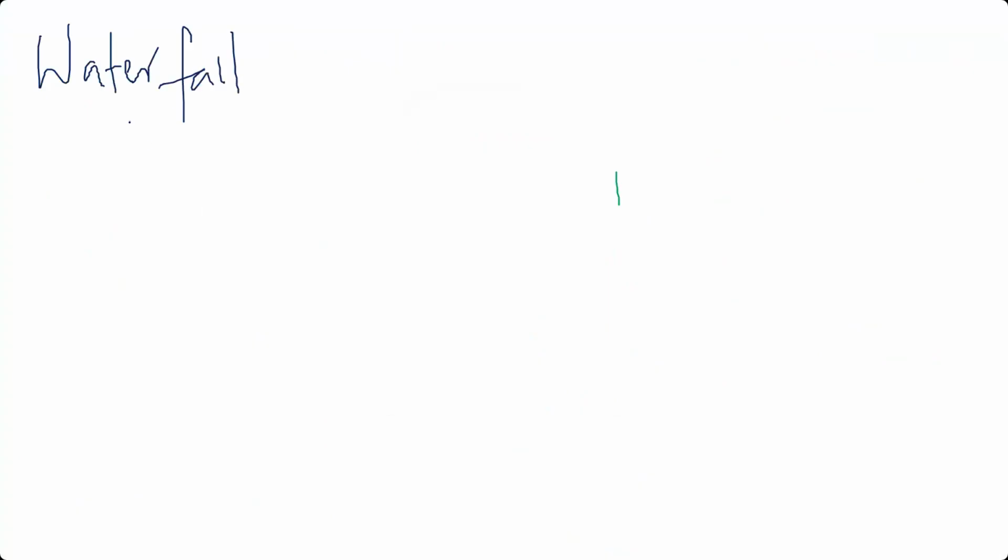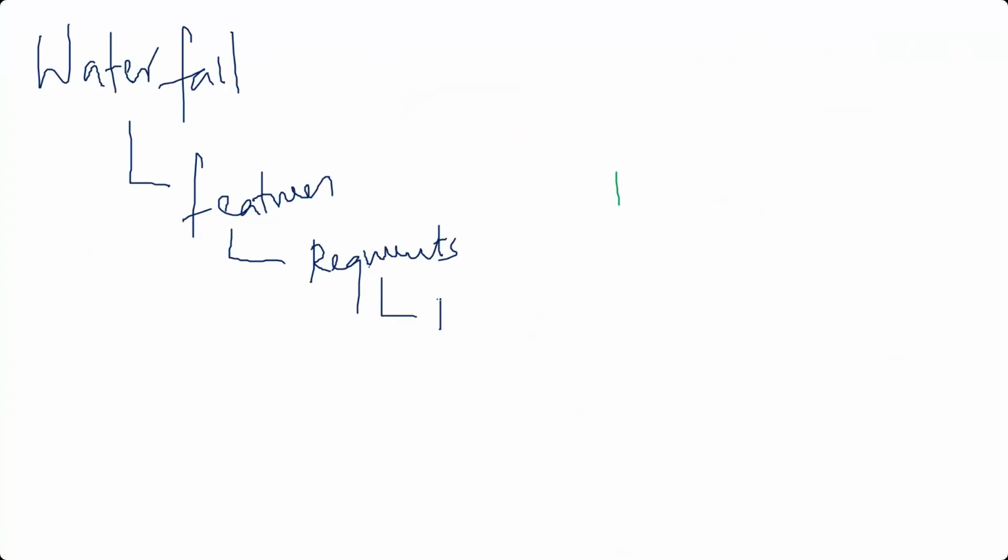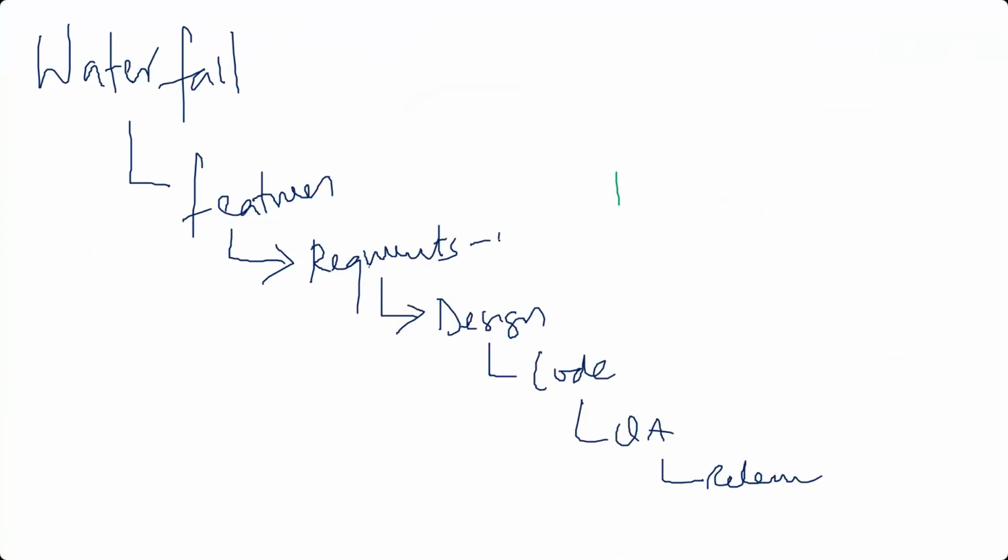What happens with waterfall is the product manager defines the features. The features will eventually be authored as requirements. Those requirements are eventually sent to the design team, and then it is coded, and then the QA is done, and then there is release. If you carefully observe each step, the output of each step will become the input of the next step.